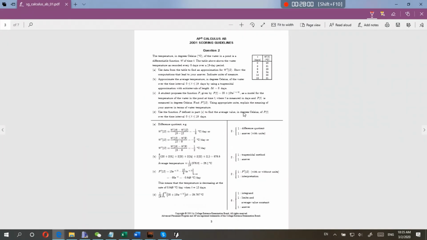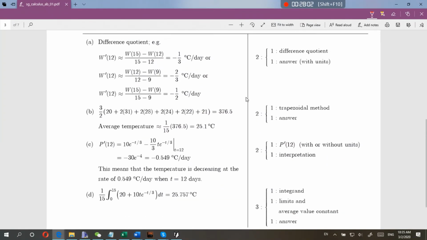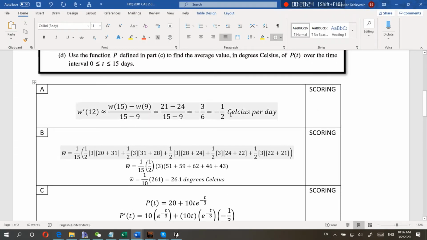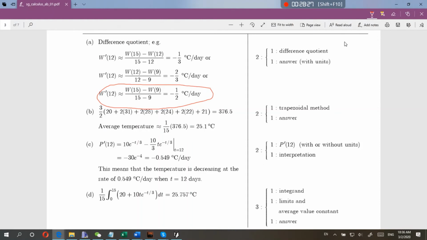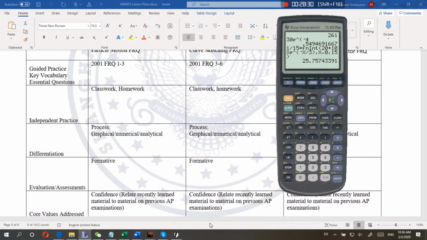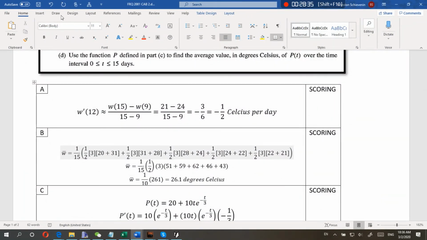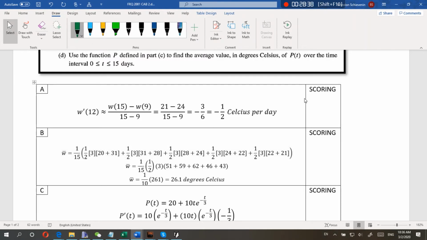So let's see how we did. Scoring guides. For the first one, they had us trying to find a difference quotient where we're using two of the points. We used this one, and that was negative 1/2 degrees Celsius per day. A difference quotient looks good. Difference quotient, 1 point; answer with units, 1 point. Looks good. So I'm going to give us 2.